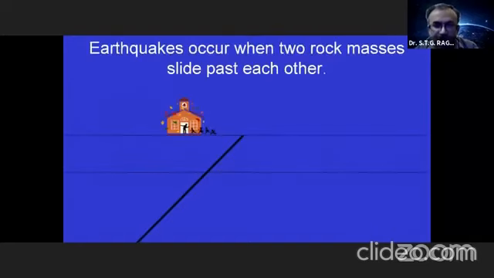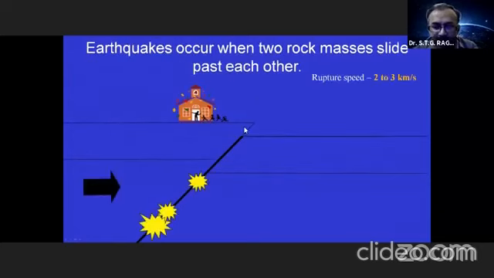You can see from this small animation. There is a crack between these rocks, and there is a nearby house. When an earthquake occurs, suddenly the rock starts moving. The most important thing here is how fast these rocks move during the earthquake. Generally the rupture speed is around 2 to 3 kilometers per second. You can just imagine, 2 to 3 kilometers in a second means it is extremely fast. When things move very fast, the medium also doesn't know what to do.